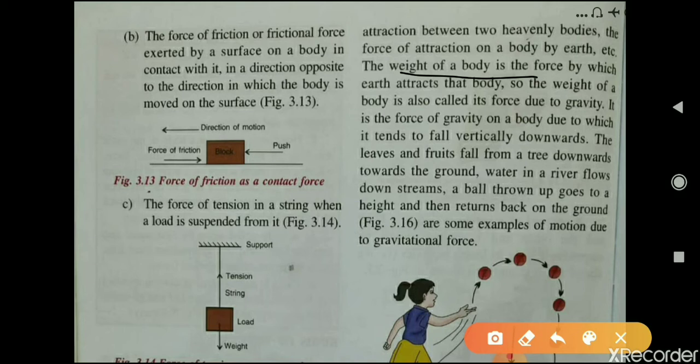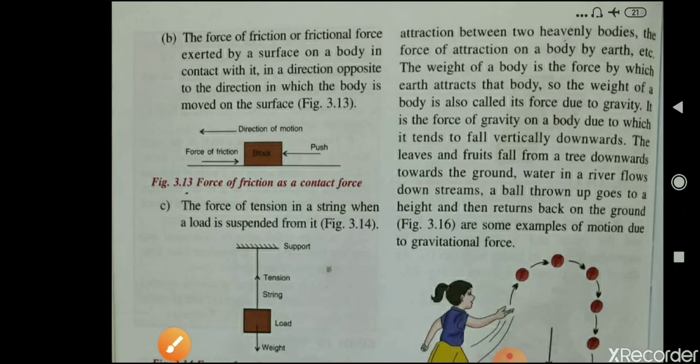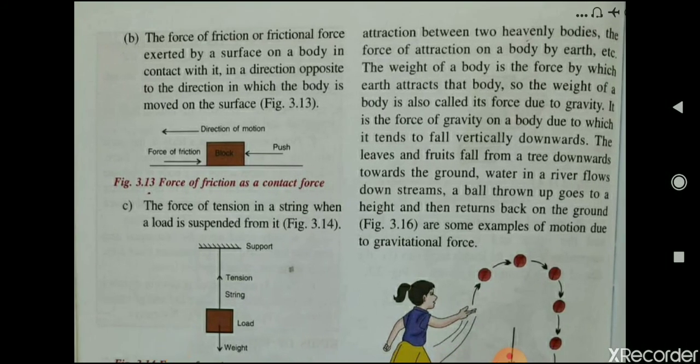It is a force of gravity on the body due to which it tends to fall directly downward, and because of the force of gravity, a body falls vertically downward on the surface. Okay. Now, the leaves and fruits fall from a tree downwards towards the ground.